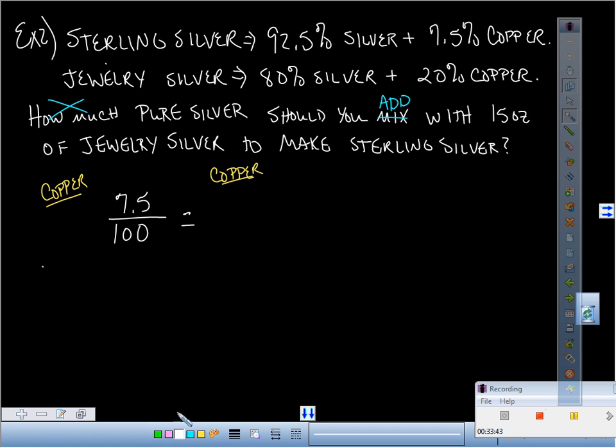Okay, so how much copper do I have? Now remember, this is what I have. It's not what I want. I'm trying to make what I want, but this is what I got. So what's the percent of copper in what I have?